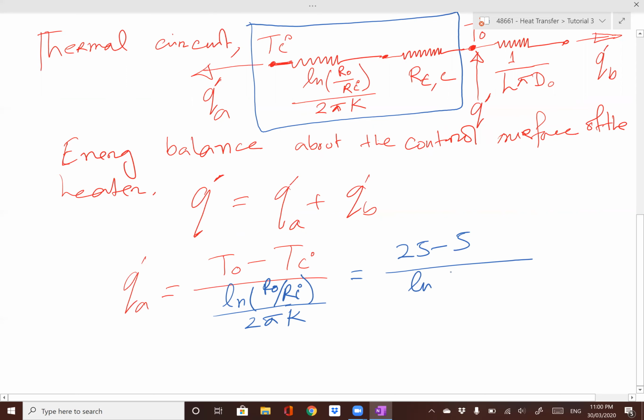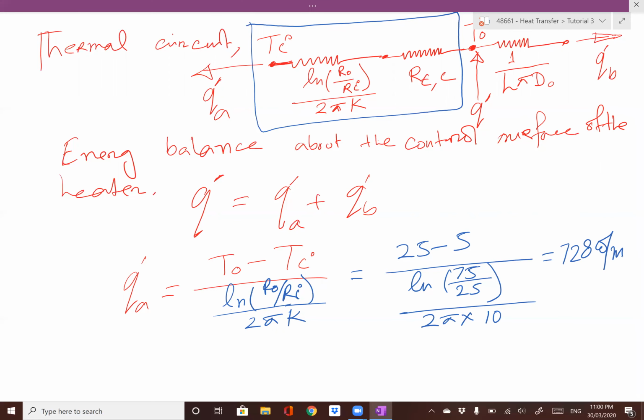and log outer radius given 75 millimeter, and inner radius given 25 millimeter. You can keep millimeter because it will be unitless. 75 millimeter and 25 millimeter, the units will cross out. Then 2 pi k is given 10. So from here we will get the heat loss towards the inside is 728 watt per meter.